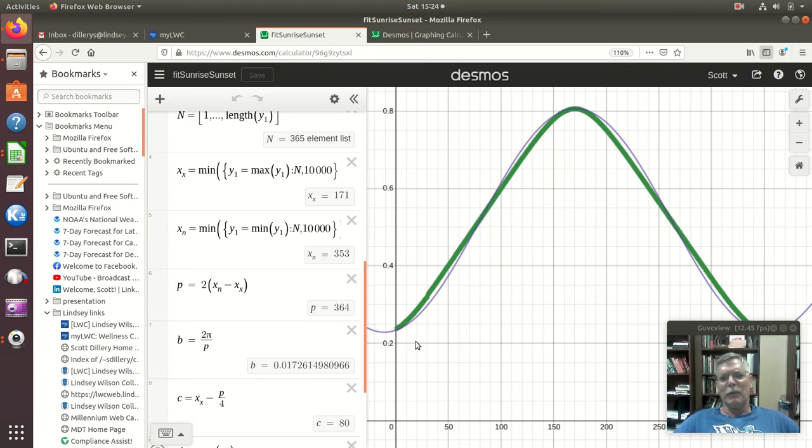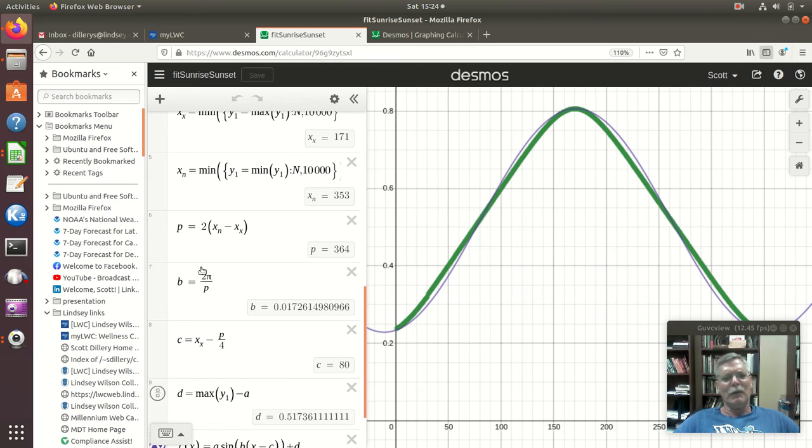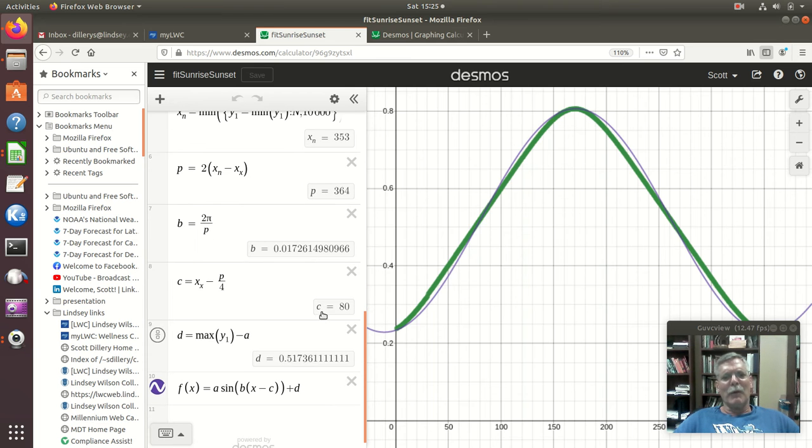I found the period by finding where the max here and the min occurred, and I subtracted them and then multiplied that by 2 to get the period, and did a quick calculation for sine functions. I can figure out b by taking 2 pi over that period, and that was 0.0172, and I think we used 0.018 or something like that in the video. I do remember C was 82 in our video.